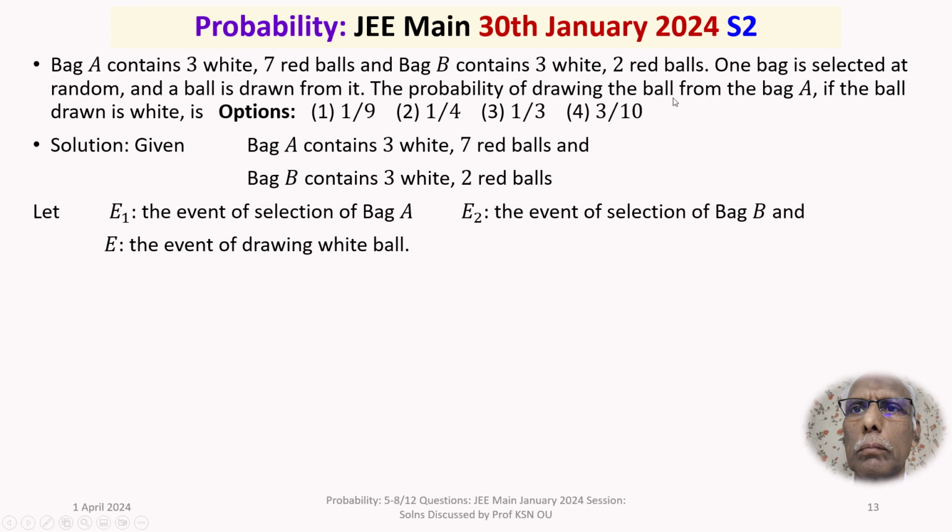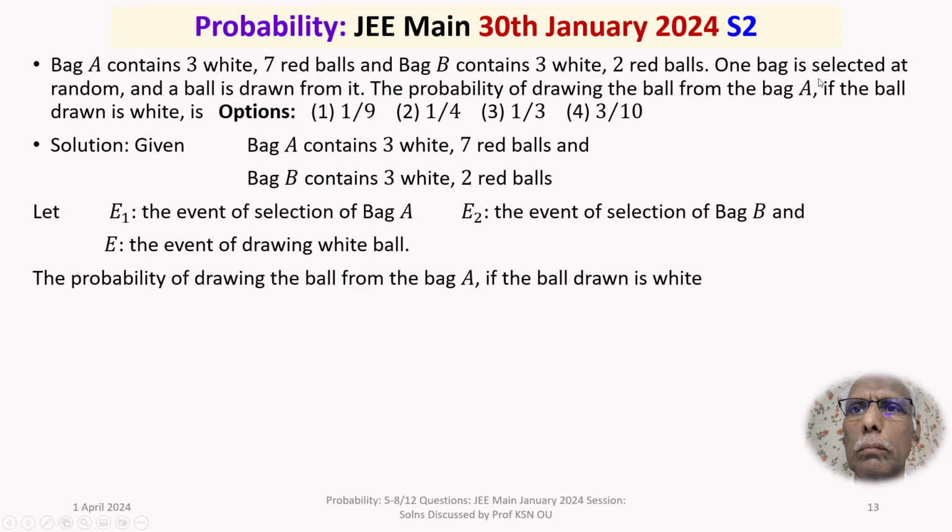Probability of drawing the ball from bag A if the ball is drawn white. So E is the event of drawing a white ball. Now, the probability of drawing the ball from the bag A if the ball drawn is white, how do you say? The probability of E1 given E. E1 means the event of selection of bag A. E means the event of drawing the white ball.